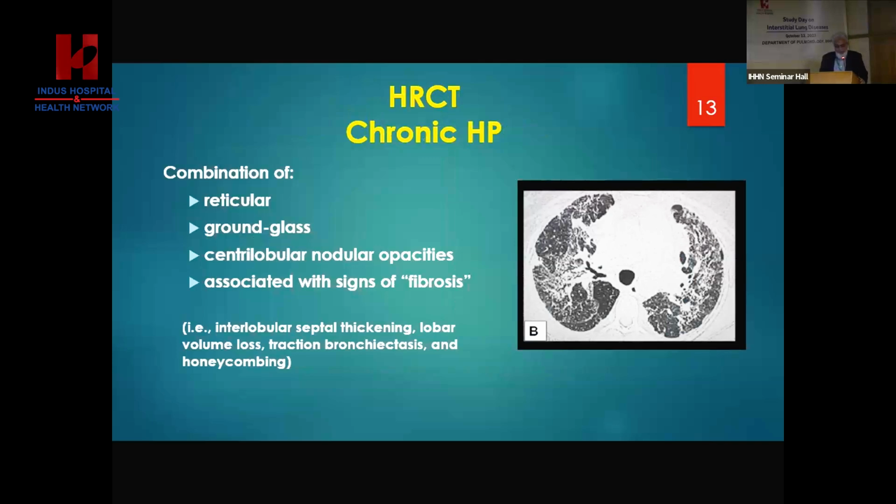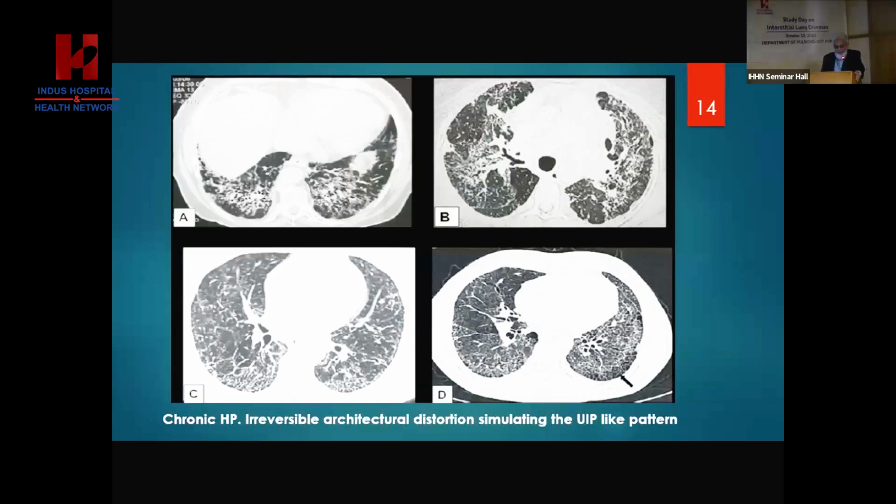Coming to chronic HP, the HRCT now becomes a combination of reticular, ground glass, centrilobular nodular opacities associated with the usual signs of fibrosis, with interlobular septal thickenings, lobar volume loss, traction bronchiectasis, and honeycombing. At this point, the HP has irreversible architectural distortion, and it simulates the UIP types, and it is often difficult to differentiate. Initially, as we worked on it, a lot of cases were identified as IPF, but later on in our statistics, Ali will tell us that HP has been rising all over. So it is probably a better identification of the fibrotic changes between HP and UIP and IPF.